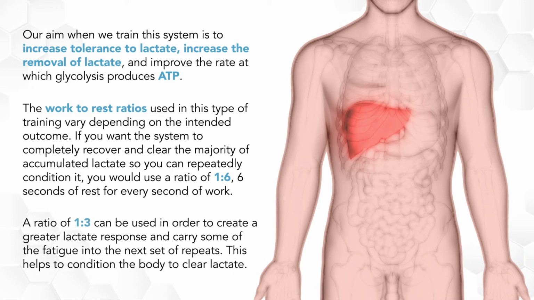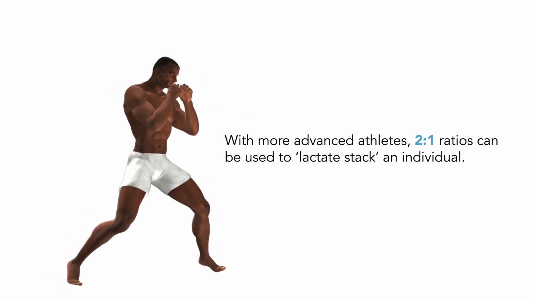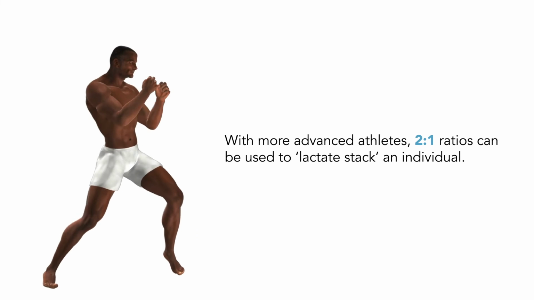A ratio of 1:3 can be used in order to create a greater lactate response and carry some of the fatigue into the next set of repeats. This helps to condition the body to clear lactate. With more advanced athletes, a ratio of 2:1 can be used to lactate stack an individual.